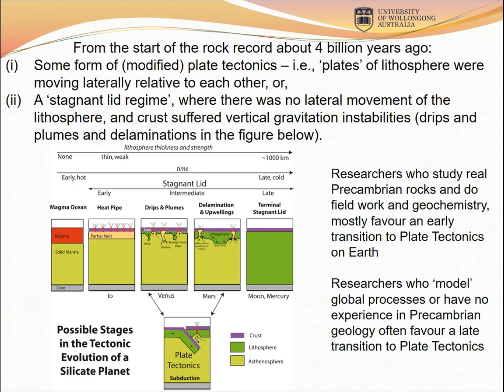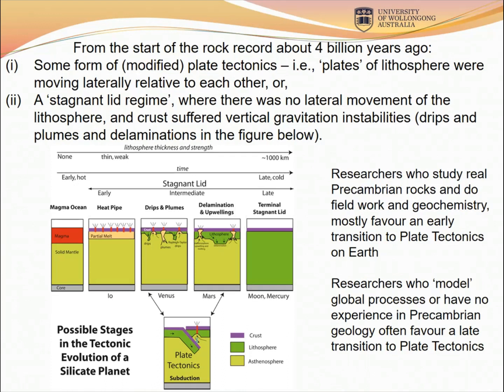So it doesn't mean that it's exactly like plate tectonics, okay? Or was there a so-called stagnant lid regime? Where there were no lateral movements of bits of the lithosphere, and the crust suffered vertical gravitational instabilities. In other words, drips and plumes, so-called delaminations in the figure below.